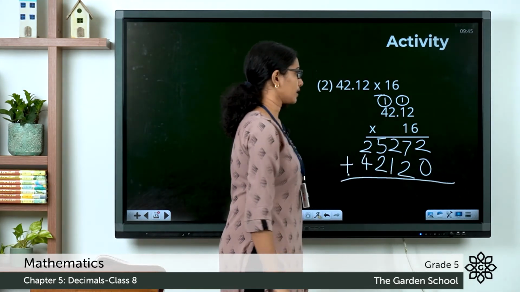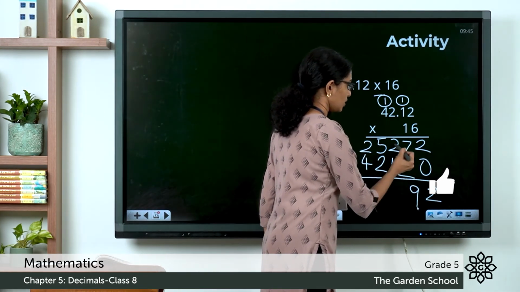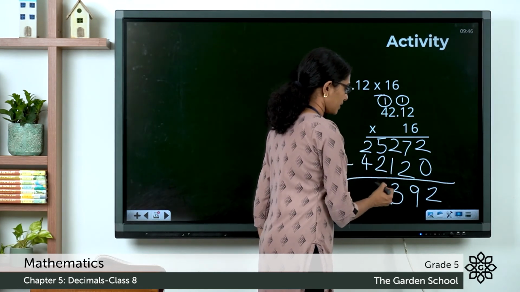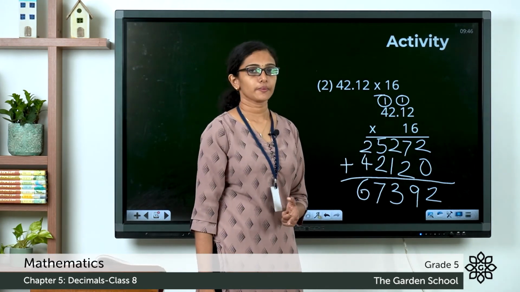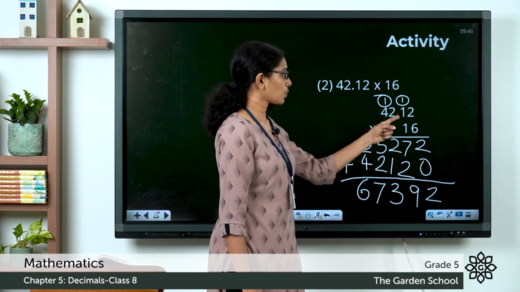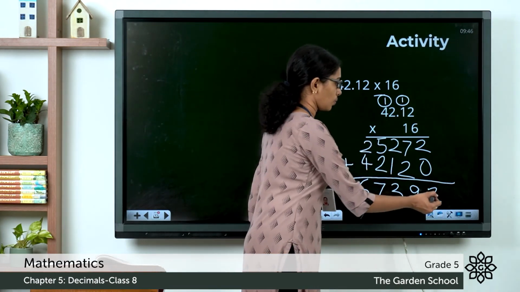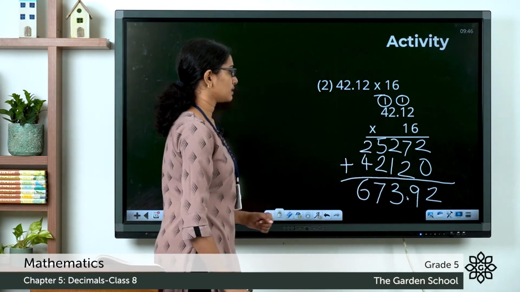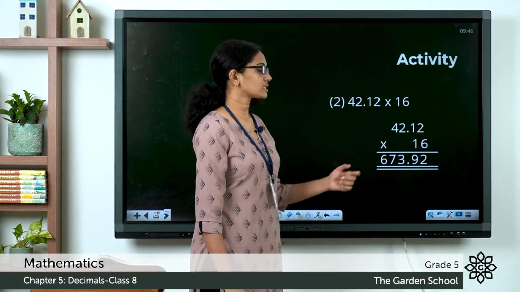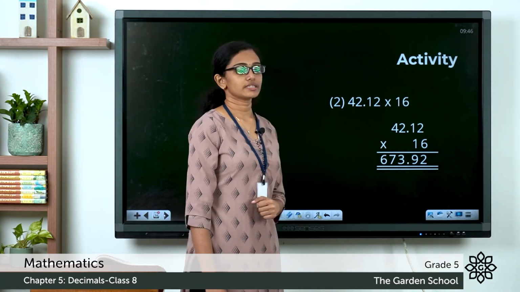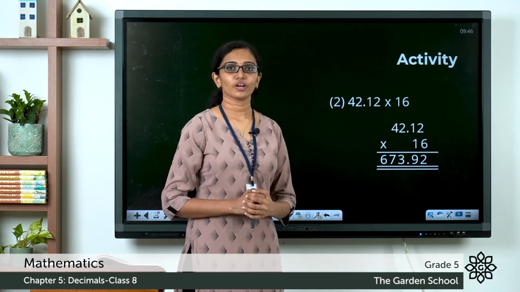Now adding the products, we get 2 plus 0, 2. 7 plus 2, 9. 2 plus 1, 3. 5 plus 2, 7. 2 plus 4, 6. Now let's count the number of digits after the decimal point. It is 1, 2. So count 2 places from right to left. 1, 2. So put the decimal point there. What is the product? 42.12 into 16 is equal to 673.92. I hope you got this one also correct.